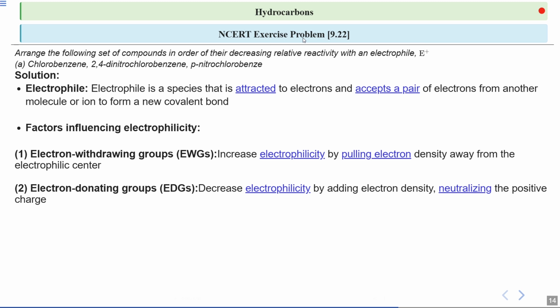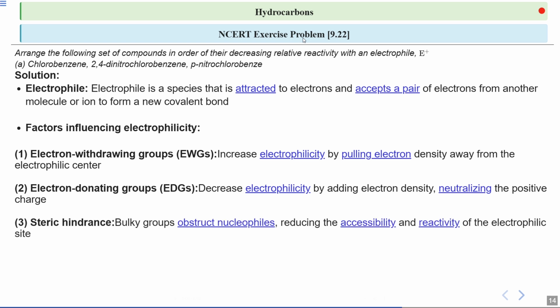The second factor is electron donating groups. These groups push electron density towards the molecule, which can neutralize positive charge and make the compound less reactive towards electrophiles. Got it? So, the more electron donating groups, the less reactive the compound will be with an electrophile.